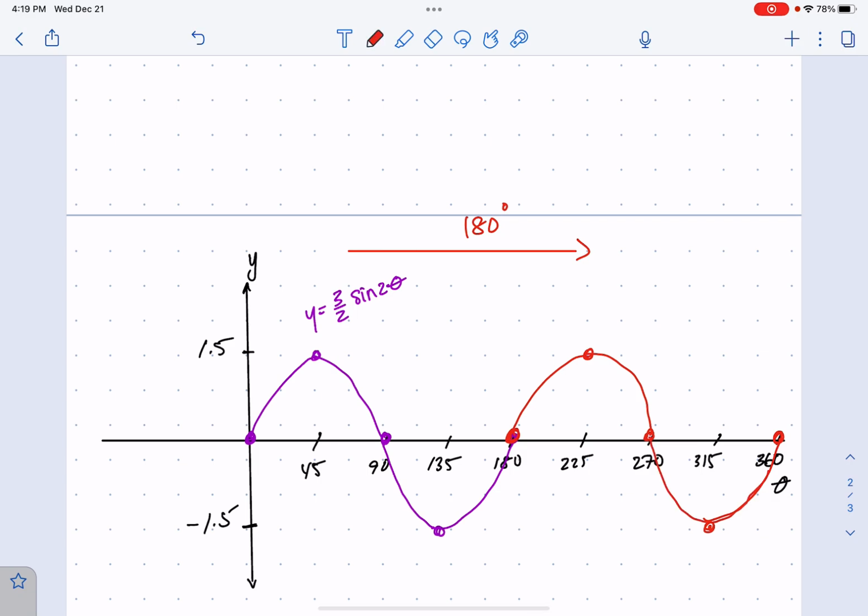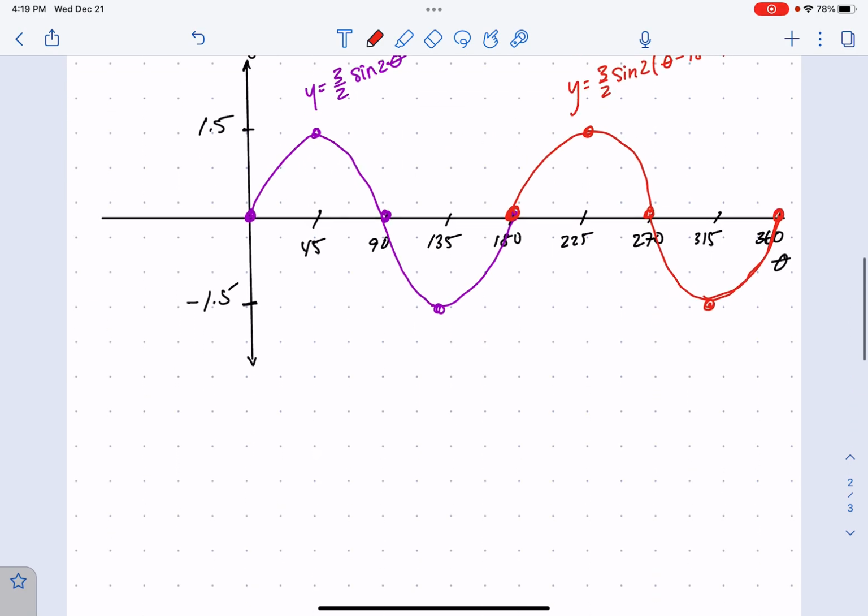Let's see here. Not bad. So now this is y equals 3 over 2 sine 2 theta minus 180 degrees. And I'm done. That's it. That's all she wrote. That's all I have to do for that one.